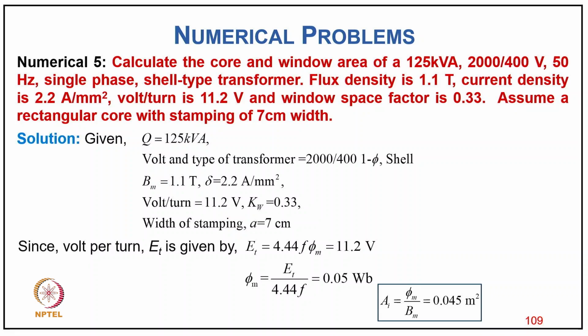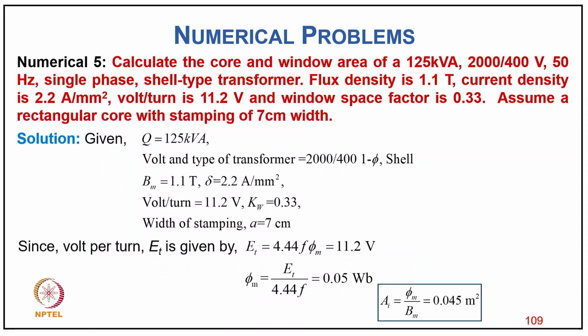Flux density is 1.1 Tesla, current density 2.2 ampere per meter square, volt per turn is 11.2, and window space factor is 0.33. Assume a rectangular core with a stamping of 7 centimeter width. So Q equal to 125 kVA, and the type of transformer is 2 kV upon 400 volt single phase shell type. So Bm is 1.1 Tesla, sigma is 2.2 ampere per meter square, volt per turn is 11.2, Kw is 0.33, and the stamping width is a equal to 7 centimeter.